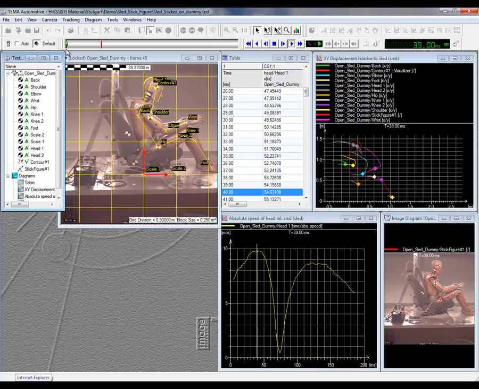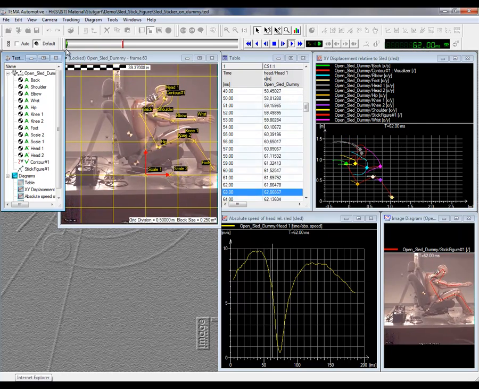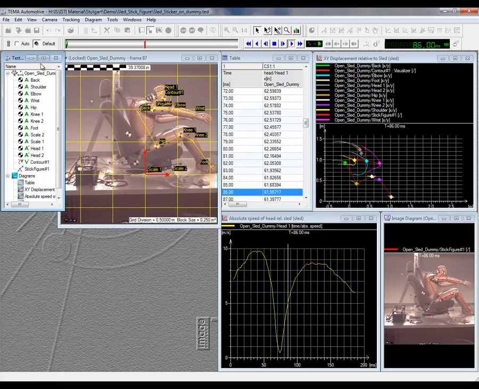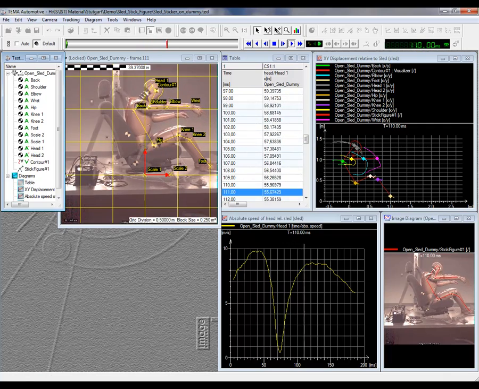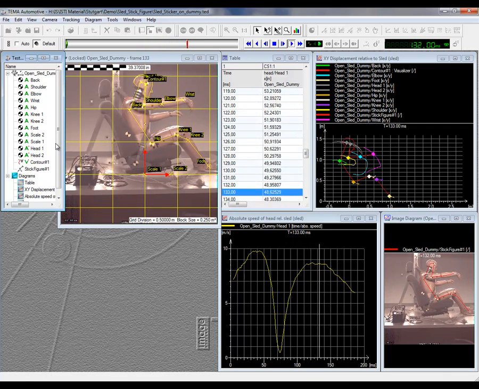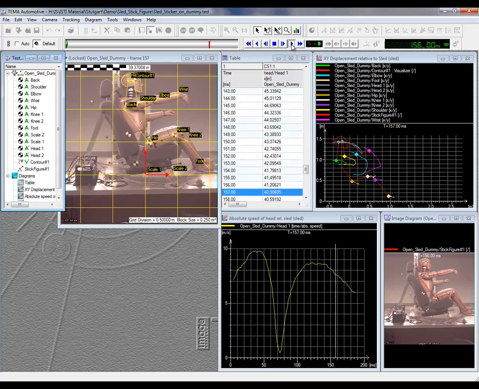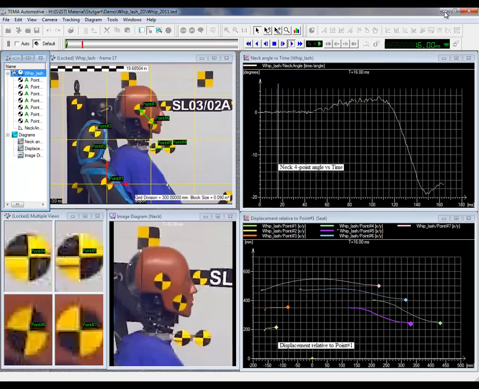In this sled test, TEMA is measuring displacement, speed and acceleration. It is getting the scaling from two targets on the sled, and it is referencing the displacement from the coordinate system shown by the two red arrows.